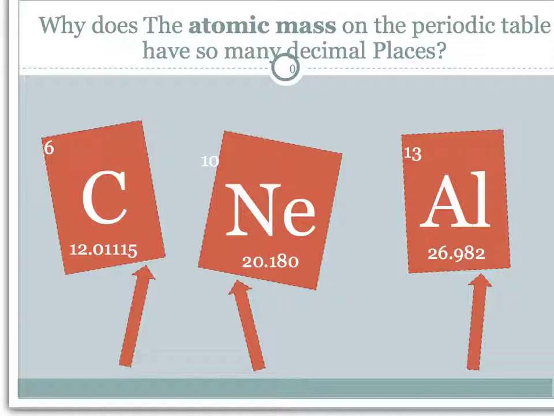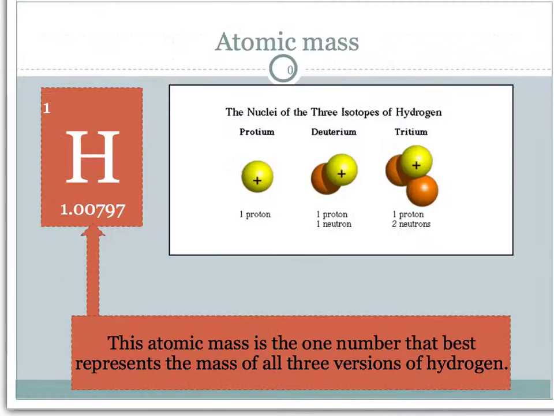So then the question becomes, why does the atomic mass on the periodic table have so many decimal places? And why, when we find carbon, do we find the number 12.0115? Our table isn't quite as long as some of these, but we'll notice that they are all decimals. And we're going to talk about today why they're decimals.